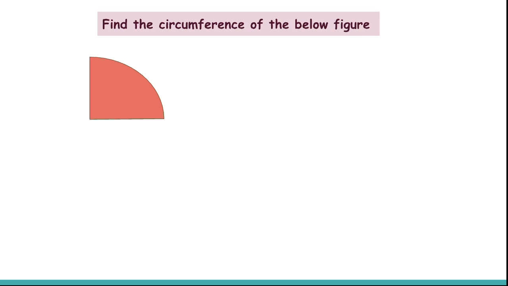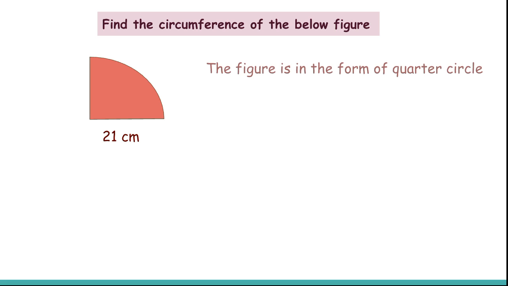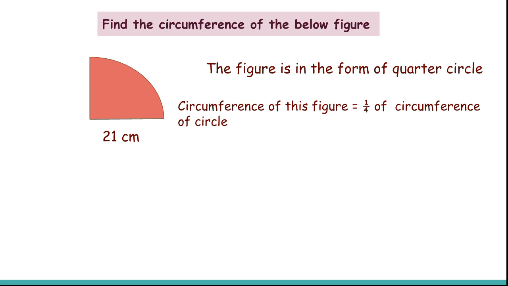Next one. We have to find the circumference of the below figure. If you see it clearly, 21 centimeters is the measurement given, and the figure is in the form of a quarter circle. We have seen previously, if a semicircle is given, circumference of the semicircle is half of the circumference of the circle. Whereas the circumference of the quarter circle, quarter in the sense 1/4 of the circle, is equal to 1/4 of the circumference of the circle, which is equal to 1/4 into 2 pi r.